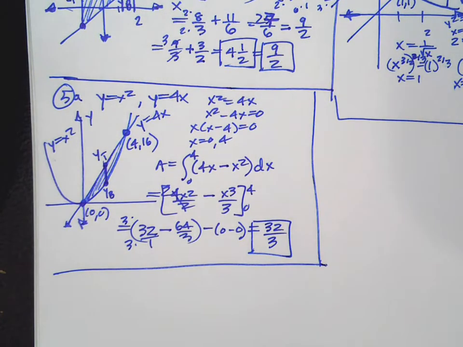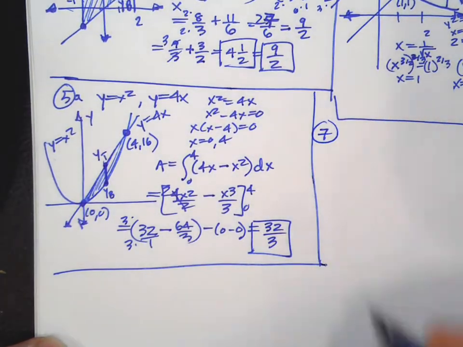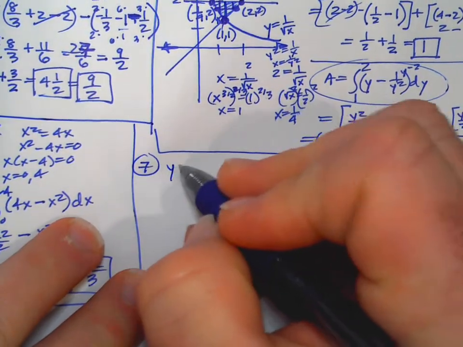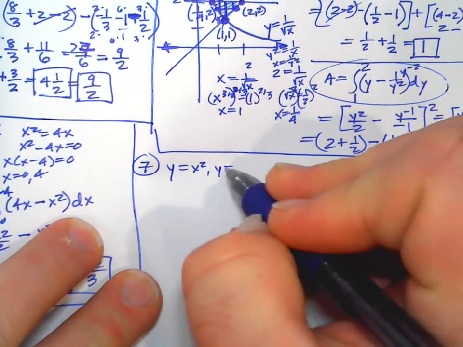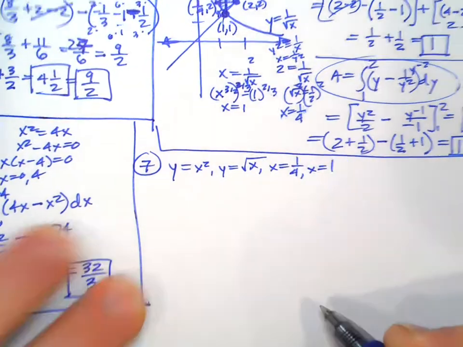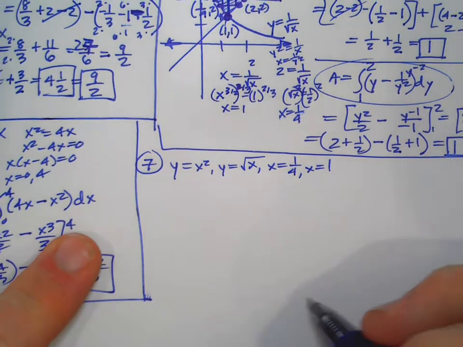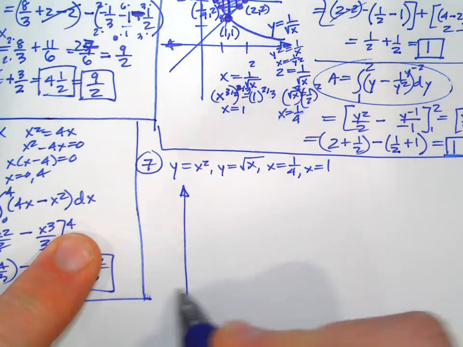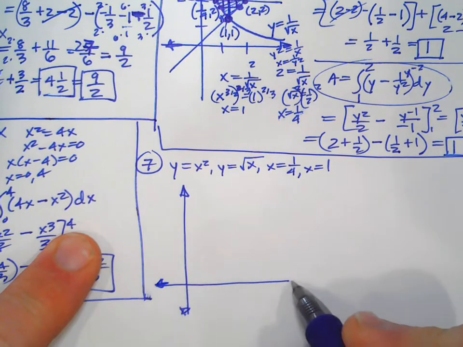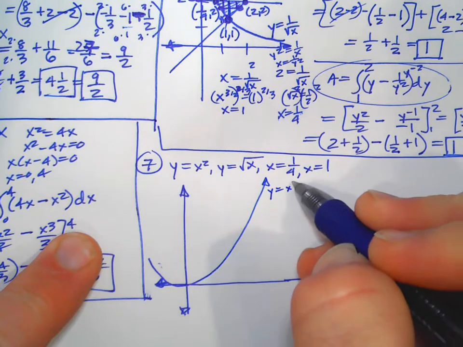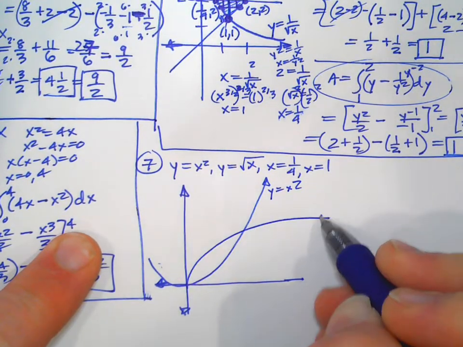Okay, sketch the region enclosed by the curves and find its area. So these ones, they're not giving you a picture done, but they're telling you to do it, probably because that's a good idea. So 7: y equals x squared, y equals the square root of x, x equals 1/4, and x equals 1. Okay, so we know it's going to be between these positive x's, so we could probably just focus our graph over here now. Y equals x squared is a parabola. Y equals the square root of x is the top half of a sideways parabola.